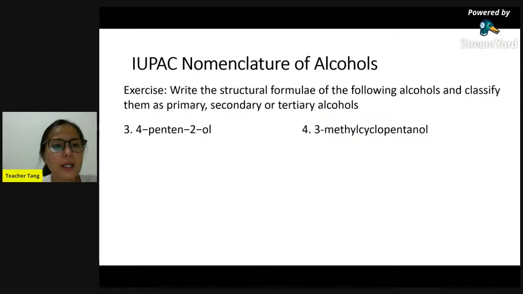Now we move on to look at question number 3. For the parent, 4-penten-2-ol, pentene has 5 carbons.